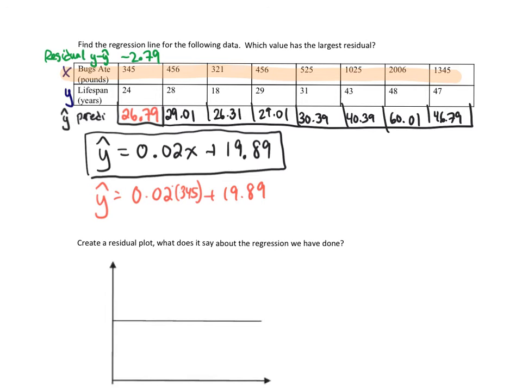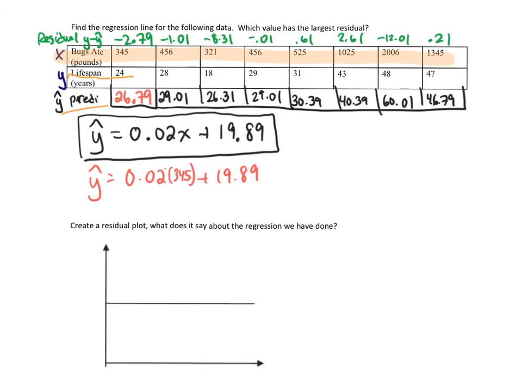Now I'll take all of my lifespan values and subtract them from those predicted values to get my residuals. Again, just so you don't have to watch me calculate these, I'll go ahead and do those residuals. So that's negative 1.01, negative 8.31, negative 0.01, 0.61, 2.61, negative 12.01, and finally 0.21. So now I have all these residuals, some negative, some positive.